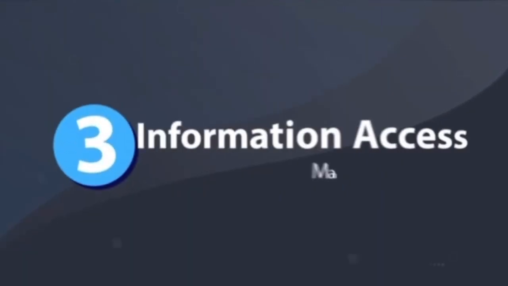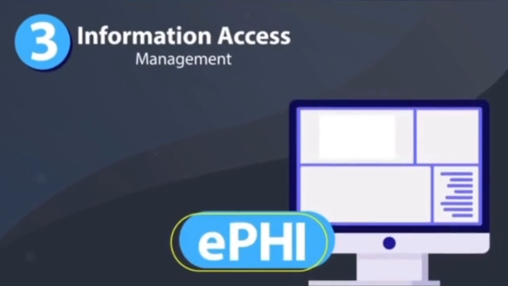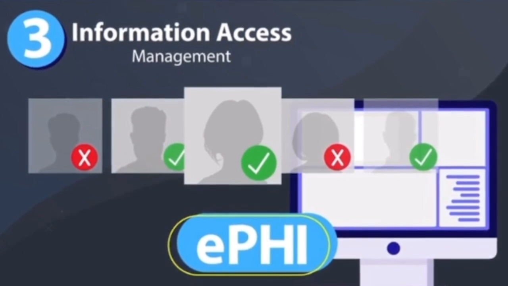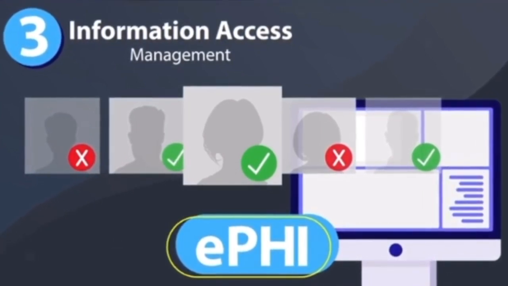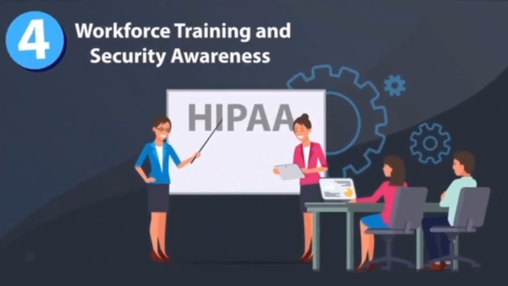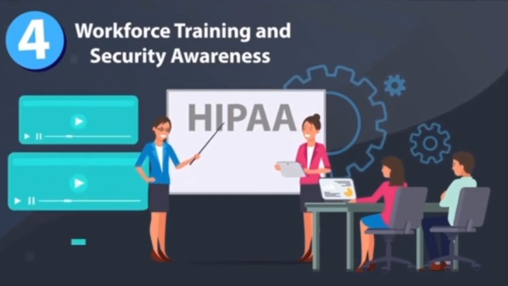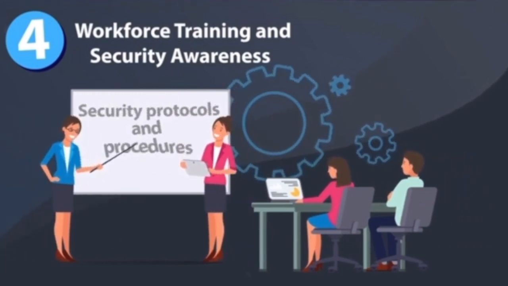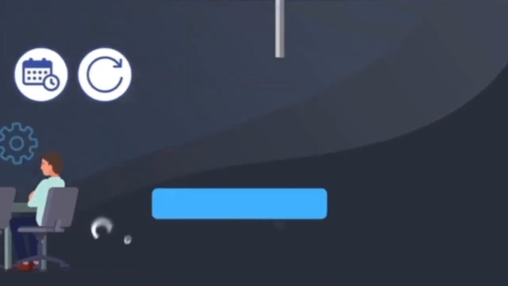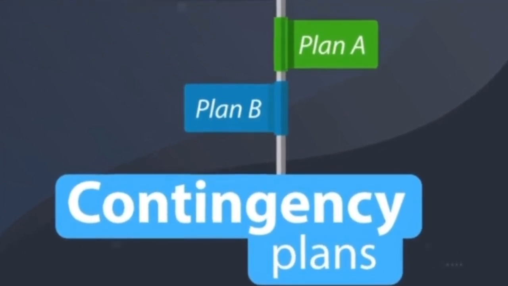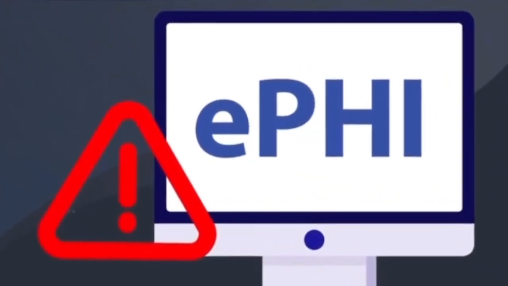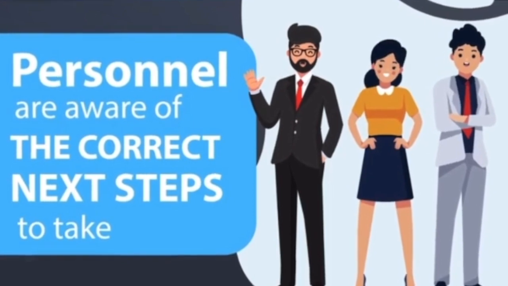The next is information access management, which focuses on restricting access to ePHI to only authorized personnel and to those people only when it is necessary to complete their job. The final administrative safeguard deals with workforce training and security awareness. Employees need to complete an annual HIPAA training, such as these videos, in addition to being trained in organization-specific security protocols and procedures, starting from the date of hire with regular updates as needed. Contingency plans also need to be implemented so that in the event of an emergency or natural disaster that could damage the system containing the ePHI, all personnel are aware of the correct next steps to take.